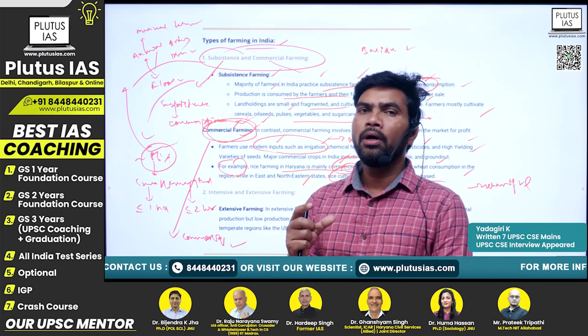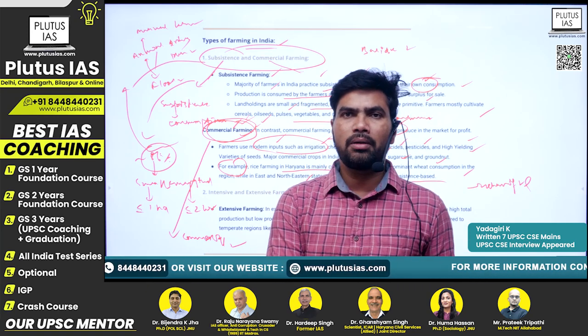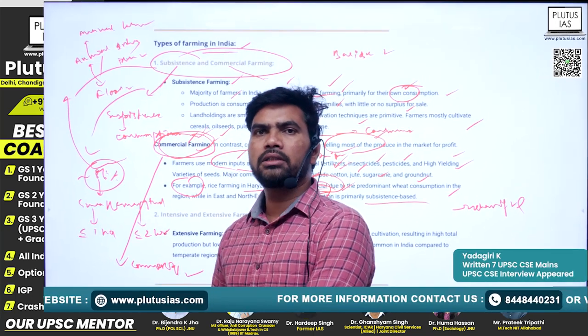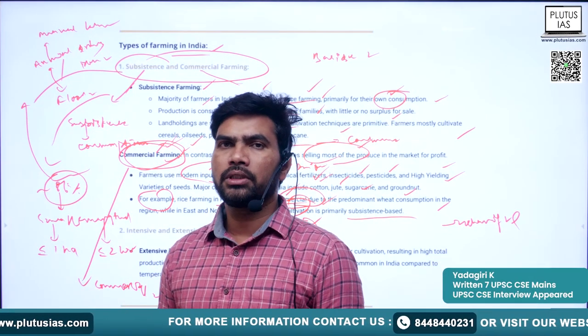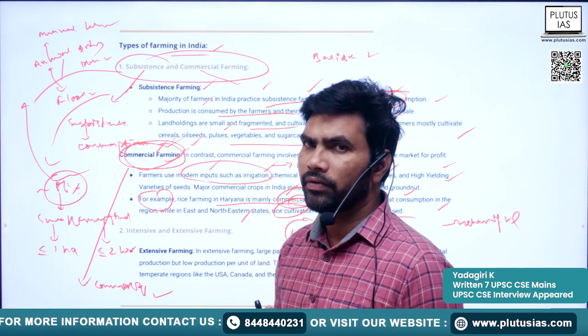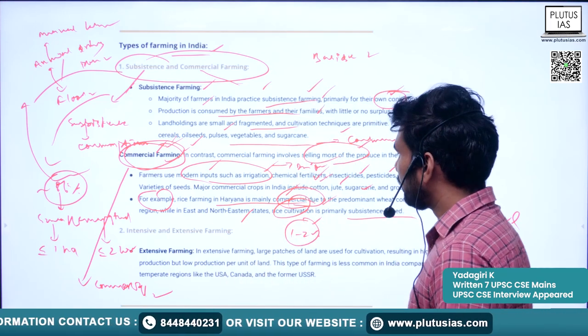So the same crop is a commercial crop in western India, and in eastern India, and for that matter in South India also, it is a subsistence crop. So try to be aware of these kinds of differences also, right?